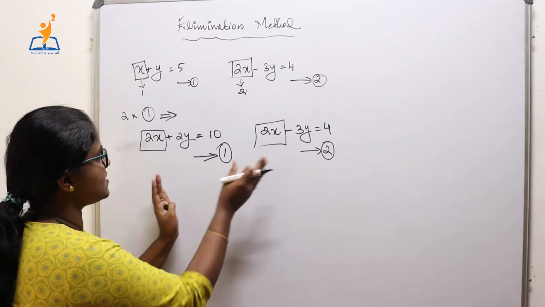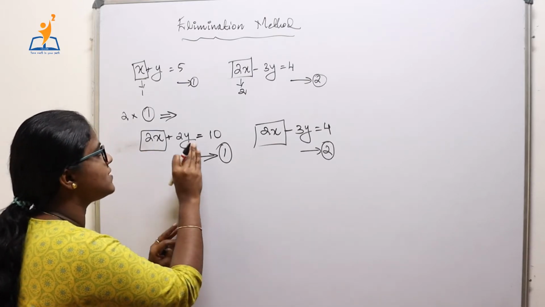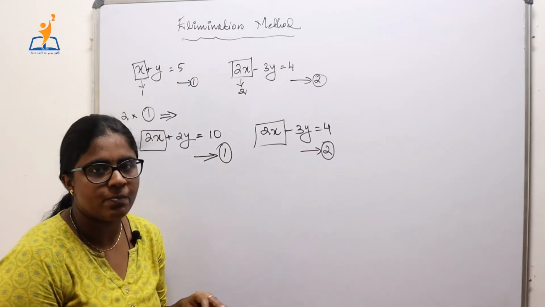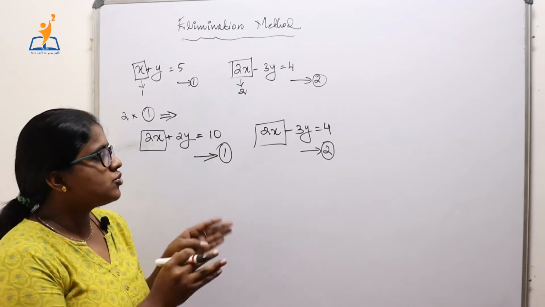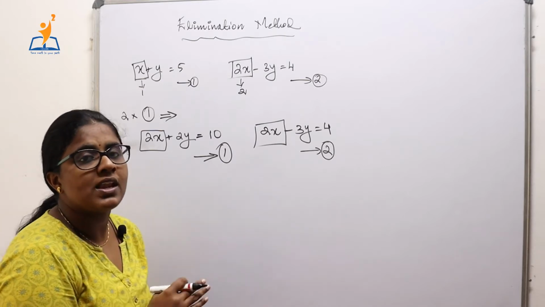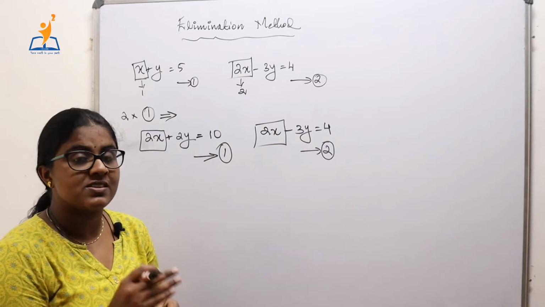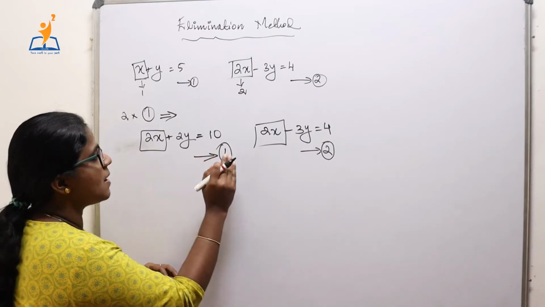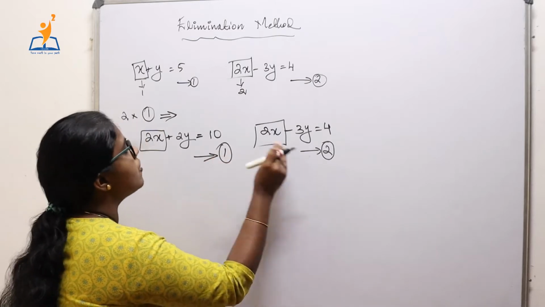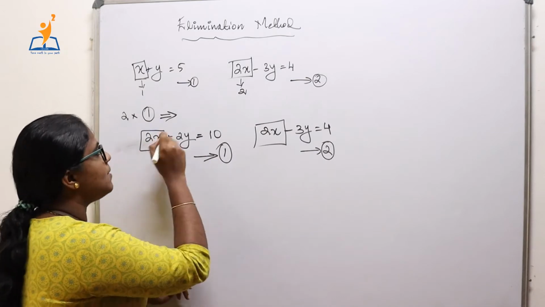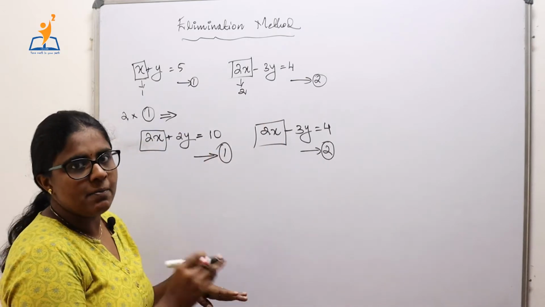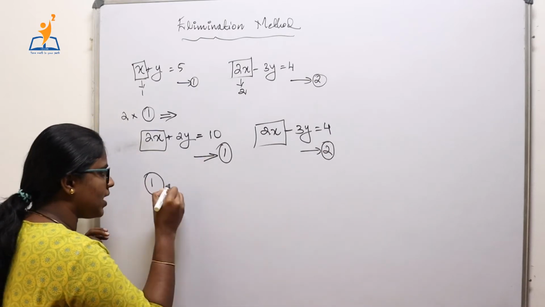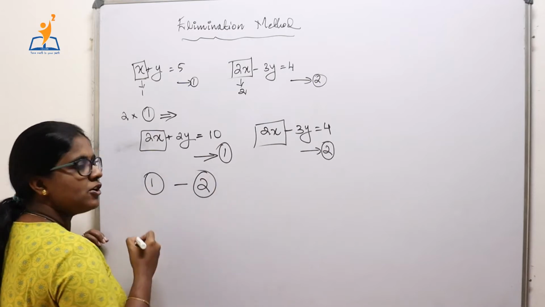So, look at both of these equations. Here we have plus 2x plus 2y equals 10 and here we have plus 2x minus 3y equals 4. What should I do to eliminate one of the variables from both of these equations? Shall I subtract or add? It is clear that subtracting equation number 2 from equation number 1 will eliminate x from both the equations. So, let's do that. That is equation number 1 minus equation number 2.